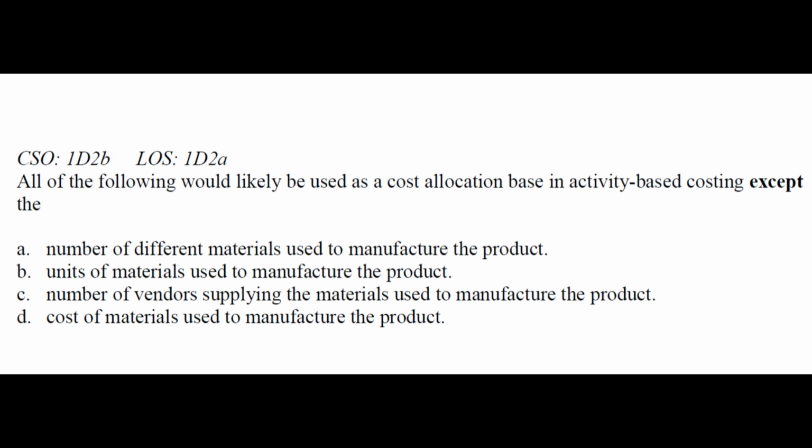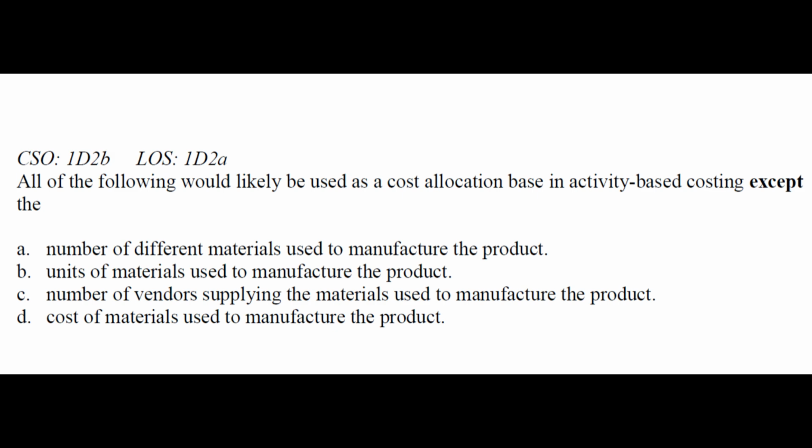C. Number of vendors supplying the materials used to manufacture the product. Plausible. More vendors often mean more purchasing and administrative activity. D. Cost of materials used to manufacture the product. Correct. Material cost is a monetary value measure, not an activity driver.